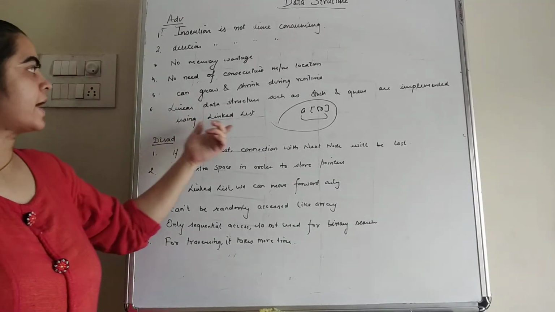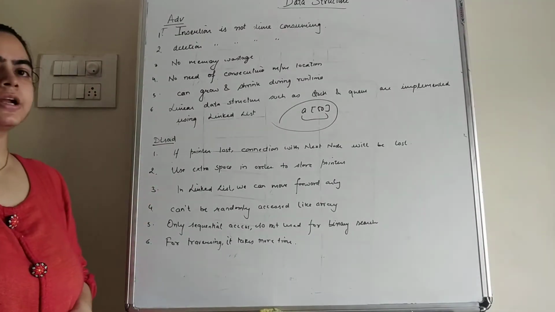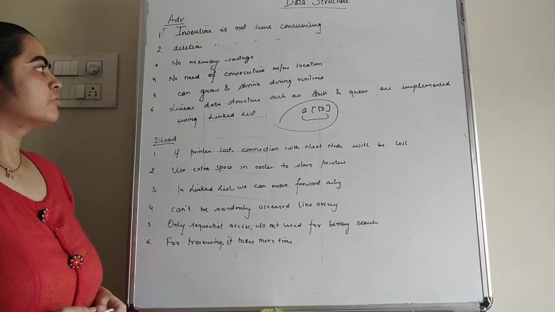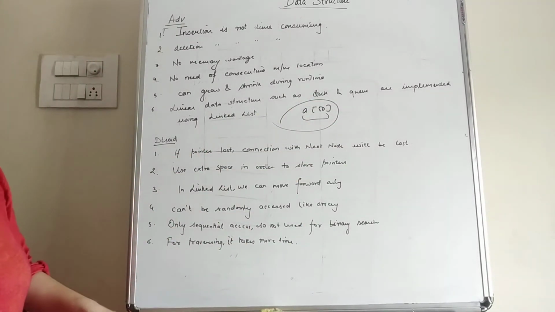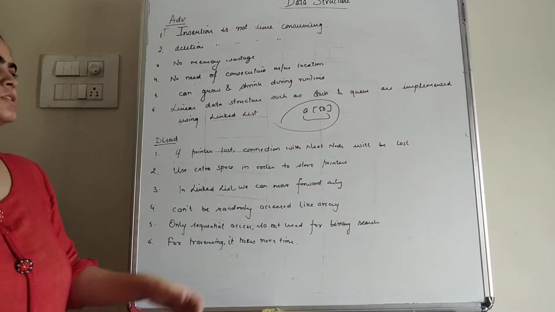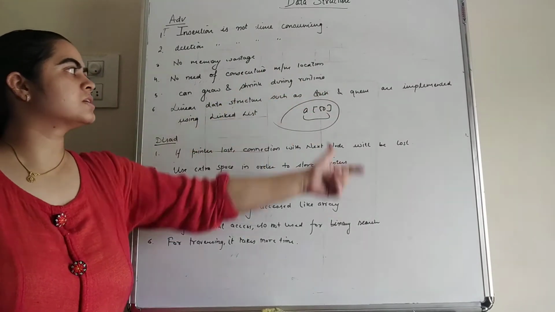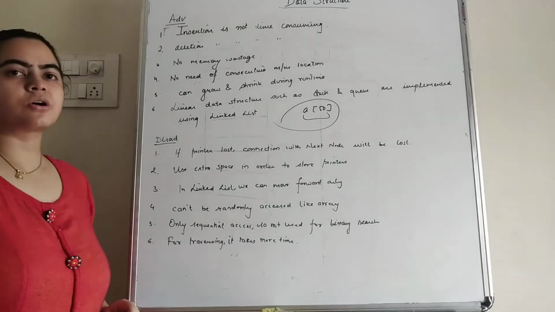Next is linear data structures such as the stacks and queues that can be implemented using the linked list. So that means if we want to use these data structures within the memory, these data structures can work with the help of the linked list. So linked list is used to create the stacks and queues within the memory. So these are the advantages of the linked list.